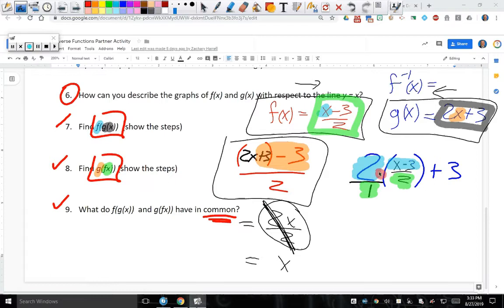If I'm multiplying these two, you tell me, what's 2 times 3? 6. What's 3 times 2? 6. So multiplication doesn't have order. Order doesn't matter with multiplication.